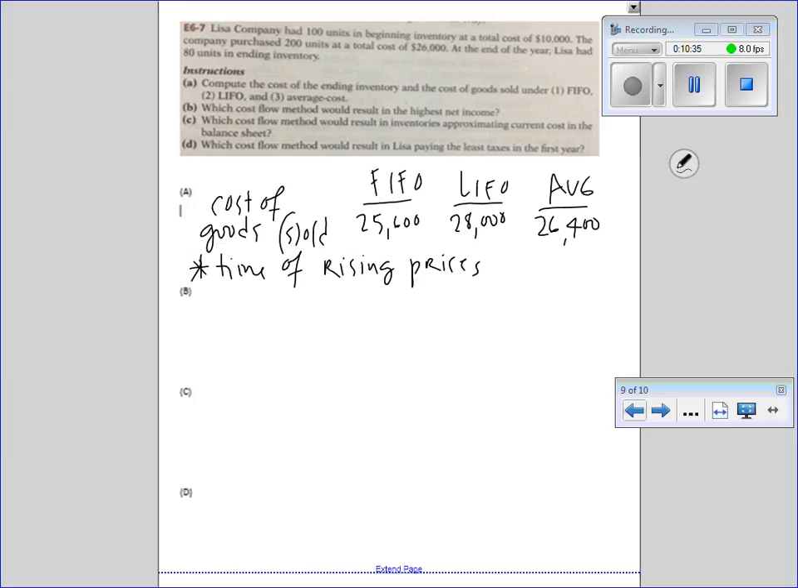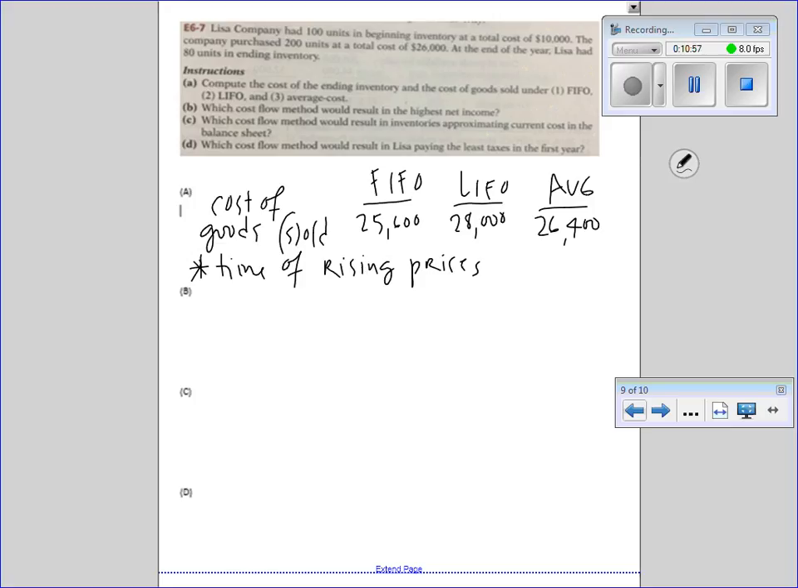Let's analyze. Remember, we have rising prices. If we do things from the FIFO perspective, we're selling the older stuff, and in this case, the cheaper stuff. In times of rising prices using LIFO, we're selling the newer stuff, in this case, the more expensive stuff. An average is just kind of a jumbled bit of everything in between.